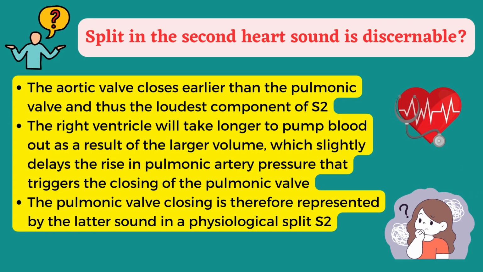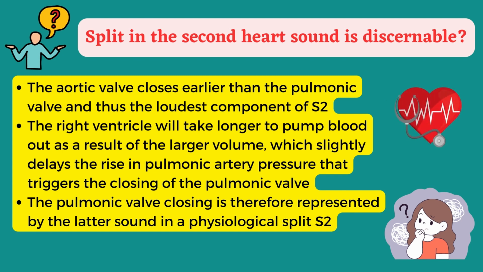You need to remember that unlike the first heart sound, the split in the second heart sound is discernible because the pressure in the aorta is higher than that in the pulmonary artery. This means the aortic valve closes earlier than the pulmonic valve, and thus produces the loudest component of S2. Contrary to S1, the aortic and pulmonic valves can be heard closing separately under normal circumstances when inspiration occurs because of the rise in venous return.